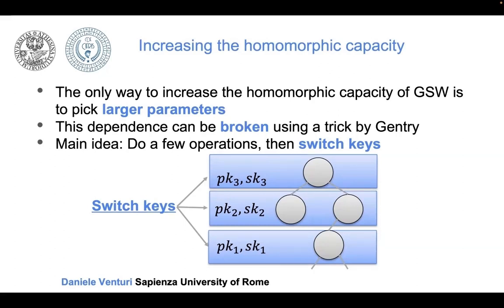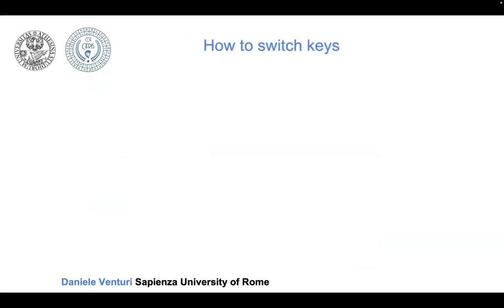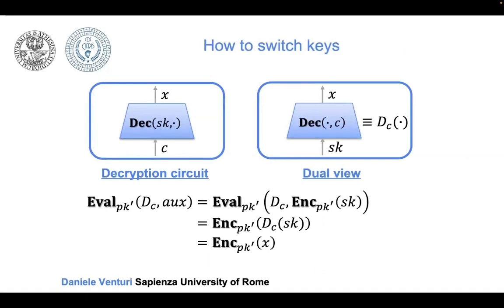It's an encryption of the old secret key SK1 under the new public key PK2. Okay, so I encrypt SK1 with the public key PK2. Why is this useful? Because of this dual view of the decryption circuit. Because then you see, I have this encryption of the old key under the new key, an encryption of SK under PK prime.